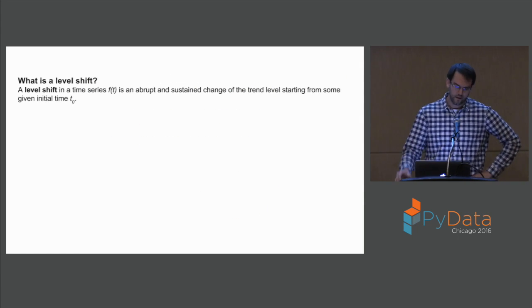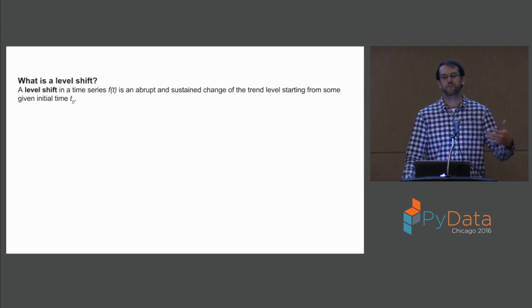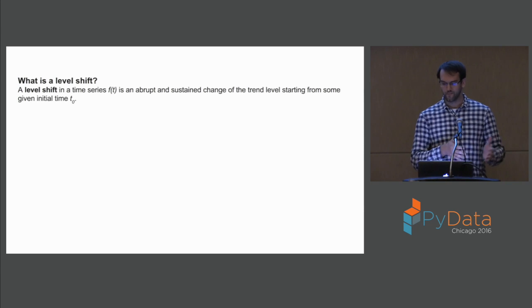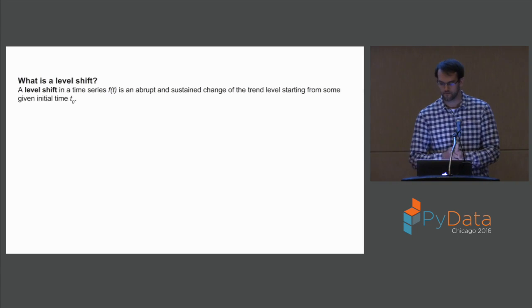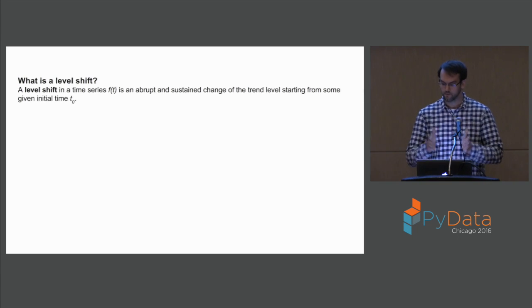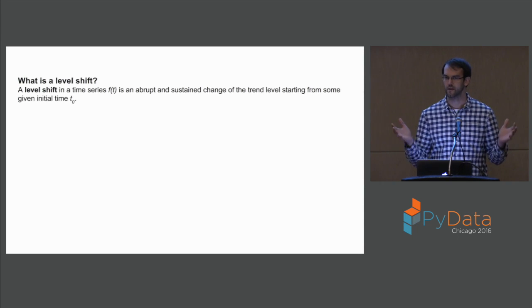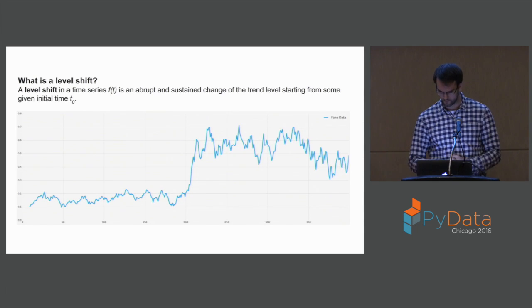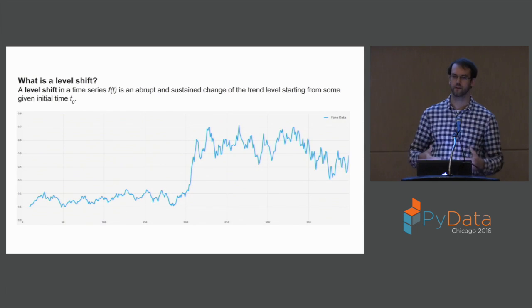Let's start off. What is a level shift? A level shift in a time series is an abrupt, sustained change of trend level starting from some given initial time. I have an example of some fake data with a level shift.